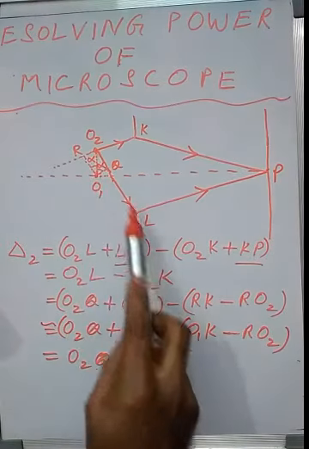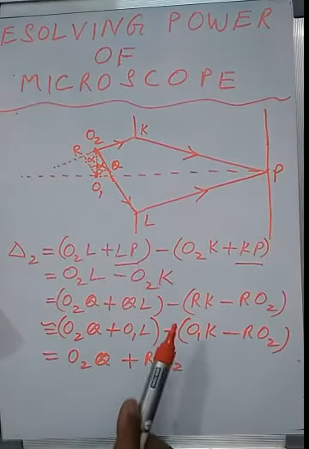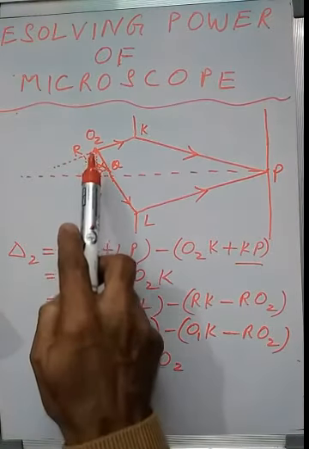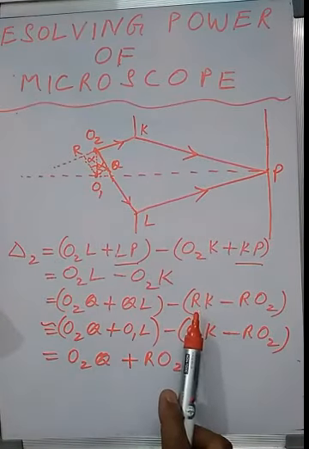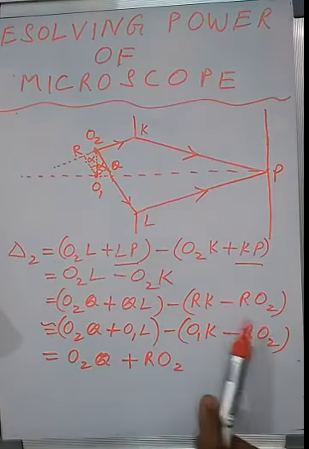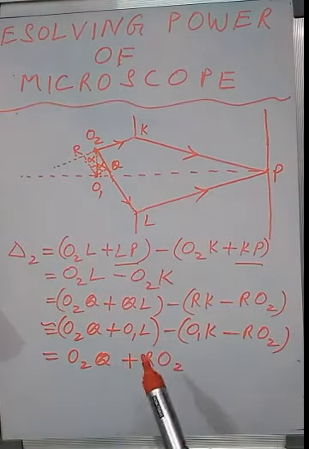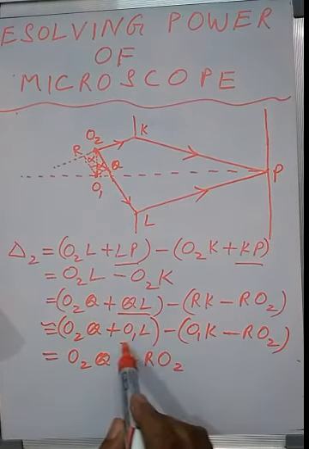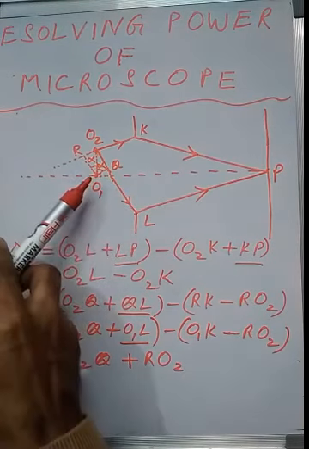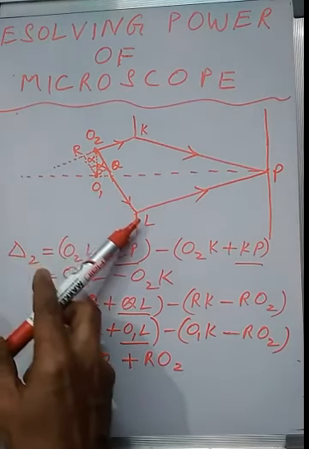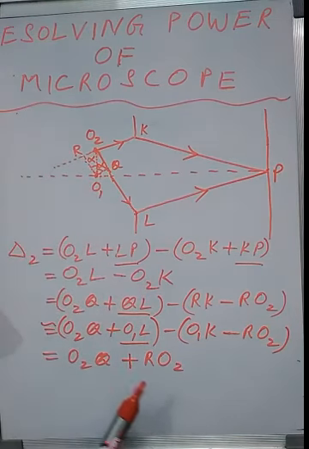This is O2L. It can be split as O2Q plus QL. Similarly, O2K can also be split; we can write it as equal to RK minus RO2. It is clear from this diagram. Now QL is approximately equal to O1L. Look at the diagram. QL is almost the same as O1L because the distance between O1 and O2 is very small.